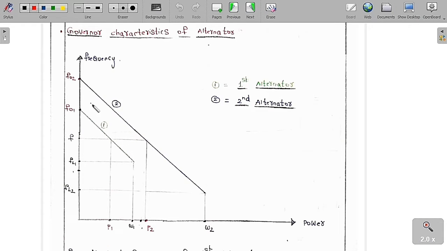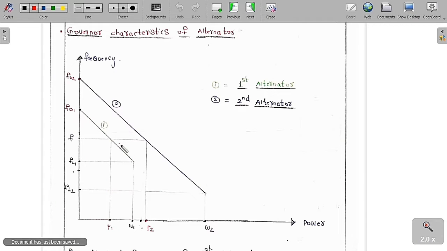In the same manner, F02 is called the no load frequency of the second alternator, FL2 is the full load frequency of the second alternator, and W2 is the full load rating of the second alternator. Sometimes they give it in kVA, and you can convert into kW also. And P2 is the load shared by the second alternator. So these are the characteristics of alternator 1 and alternator 2.